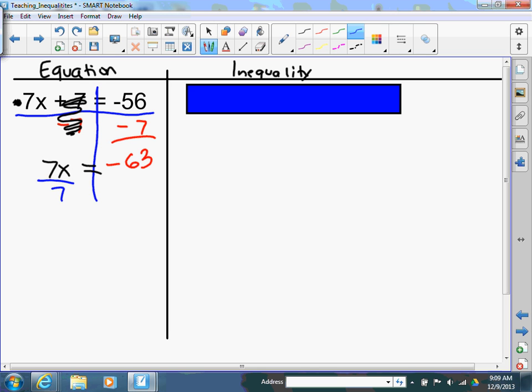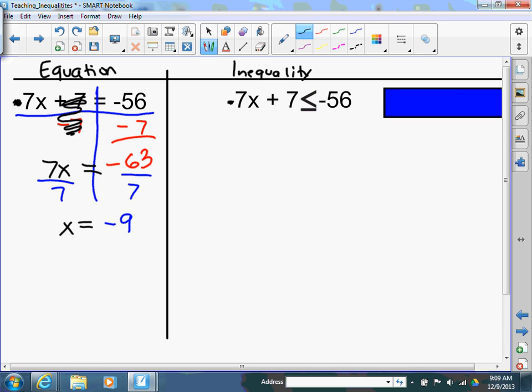We're going to divide by 7 on both sides. x equals negative 9. Good job. Equation, we get one answer. Now let's go over to the inequality. So 7x plus 7. Yes, cross out the negative. I don't want it to be negative yet. Is less than or equal to negative 56. 7x plus 7 is less than or equal to negative 56.